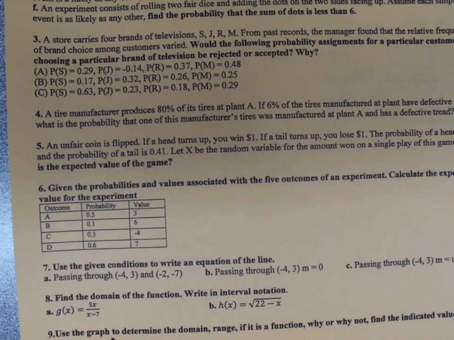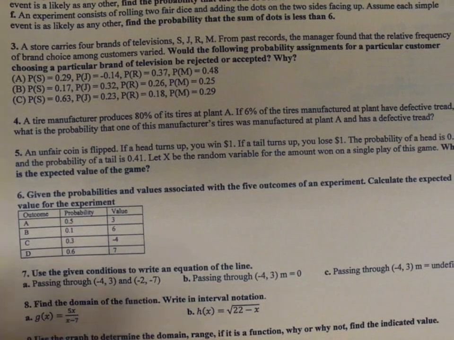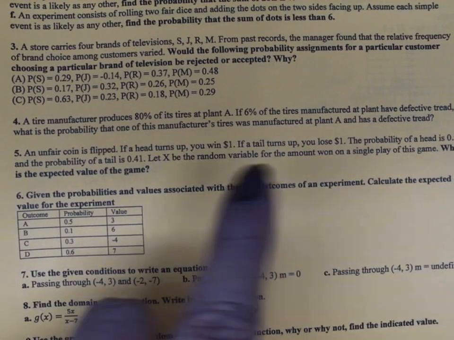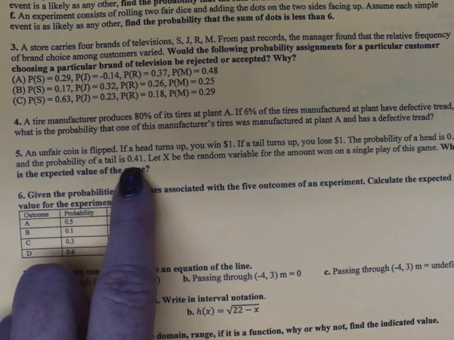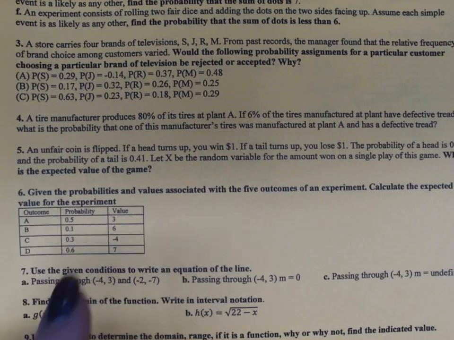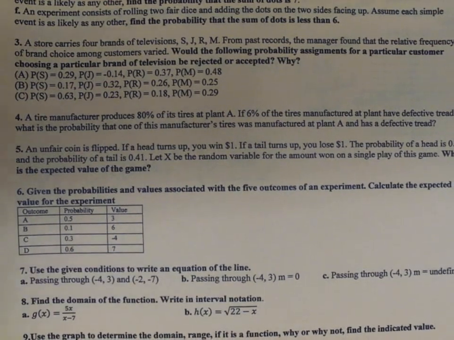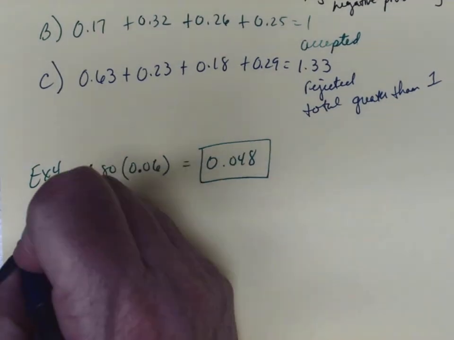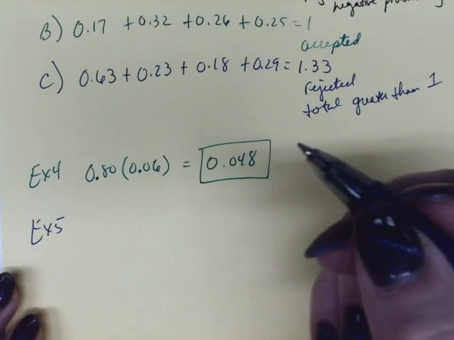All right, number 5. An unfair coin is flipped. If a head turns up, you win $1. If a tail turns up, you lose $1. The probability of a head is 0.59. The probability of a tail is 0.41. Let x be the random variable for the amount won on a single play of the game. What is the expected value of the game? All right, so this will be example 5.